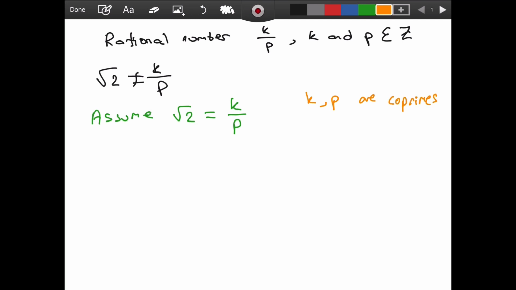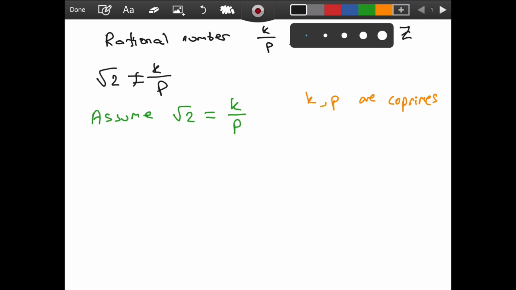This doesn't necessarily mean that k and p are primes. This only means that they don't have a common factor besides 1, of course. So perhaps k is 7 and p is 12. 7 and 12 don't have a common divisor except 1, so we call them co-prime numbers. But let me erase this example because it was just an example. So with this in mind, let's start.